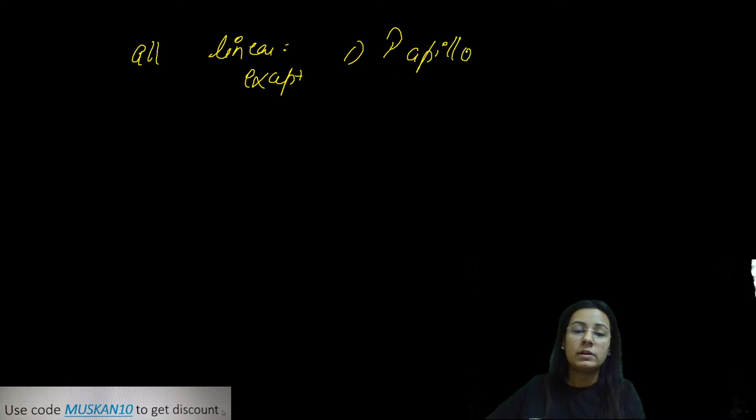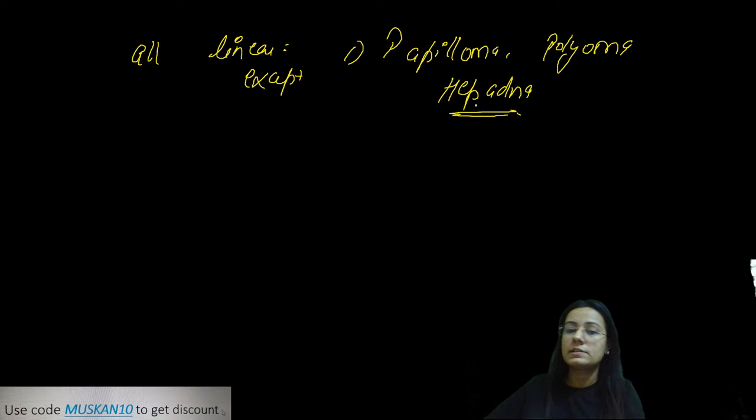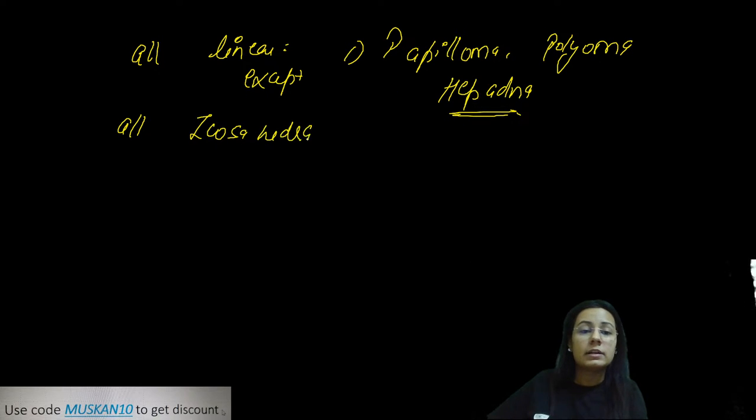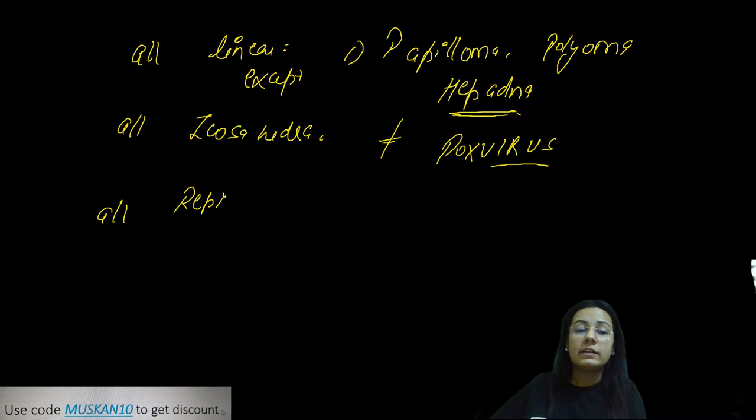Okay, now all our DNA viruses are linear, but what is the exception? Except papilloma, polyoma or hepadna virus. Okay, and all are icosahedral, but what is the exception? Pox virus. Okay, all replicate where? In the nucleus, but not pox virus.